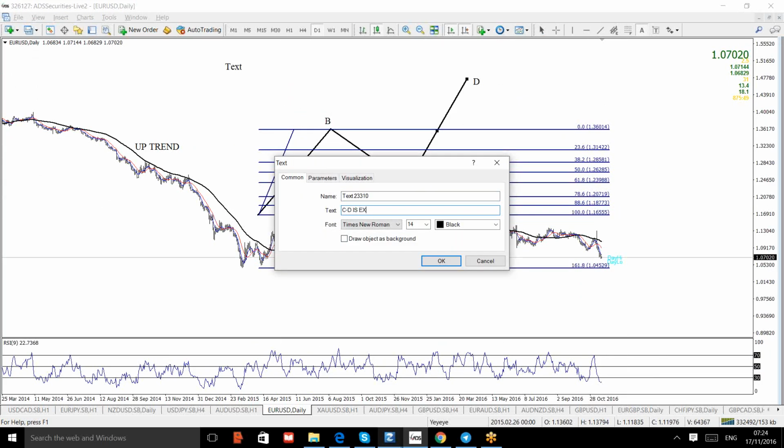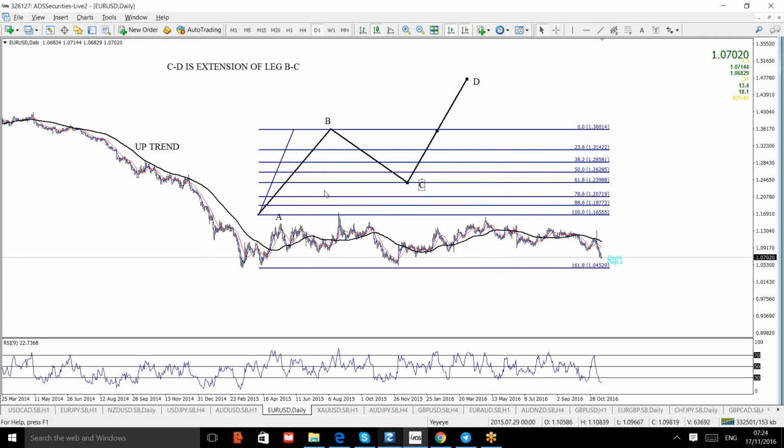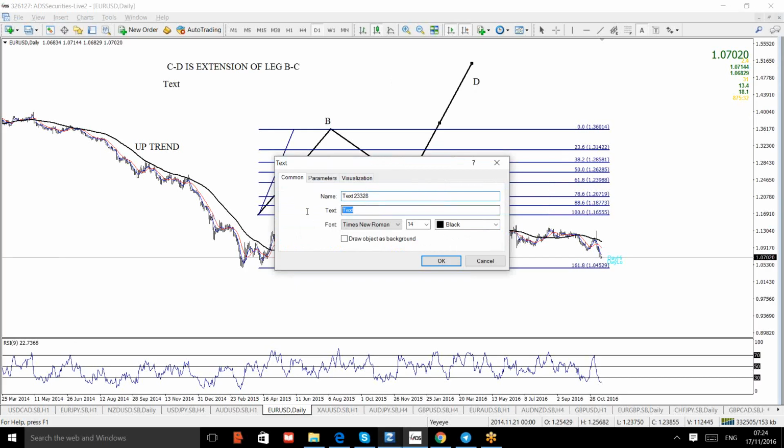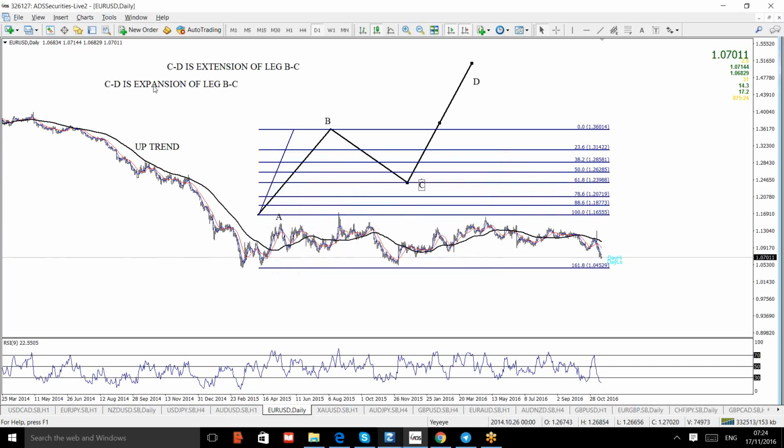CD is an extension of leg BC, guys. Everybody understands? Does everybody understand this? We call it extension. We also call it what? C to D is expansion of leg B to C. There are two terminologies we use: expansion and extension, guys.